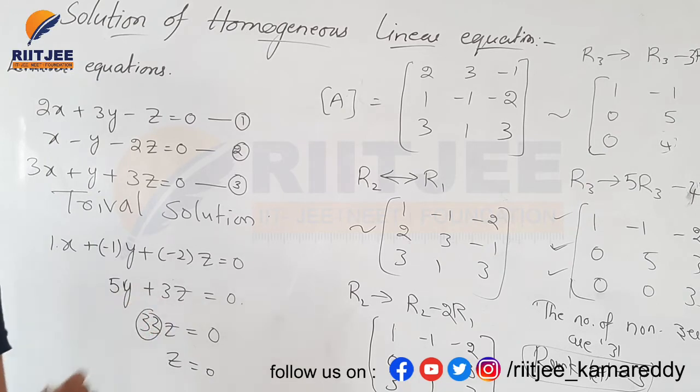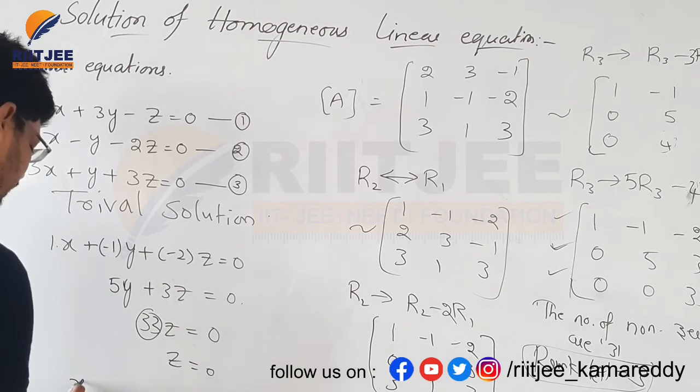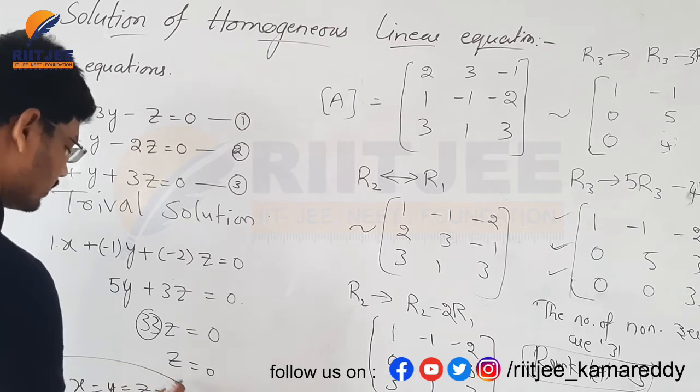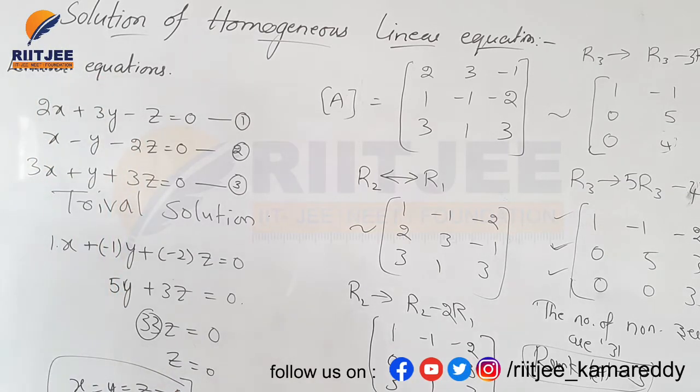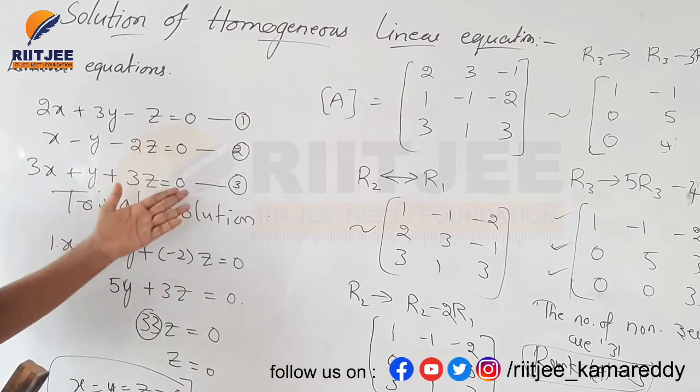Let's substitute the z value here. y is equal to 0, z is equal to 0. All values become 0. x is equal to y is equal to z is equal to 0. This is the solution of the homogeneous linear equations. Here these are the three linear equations.